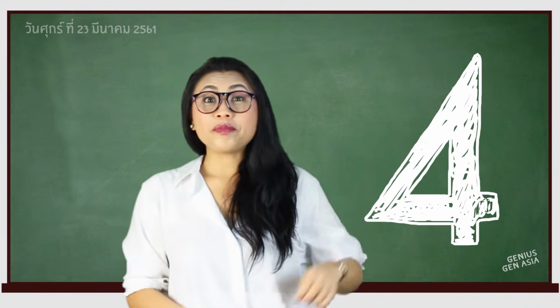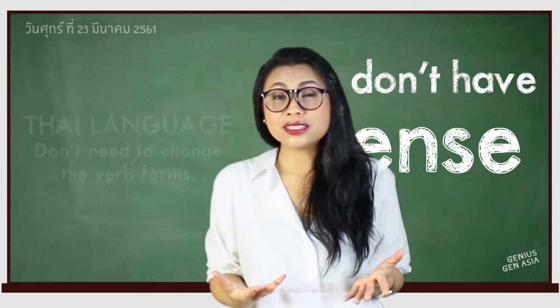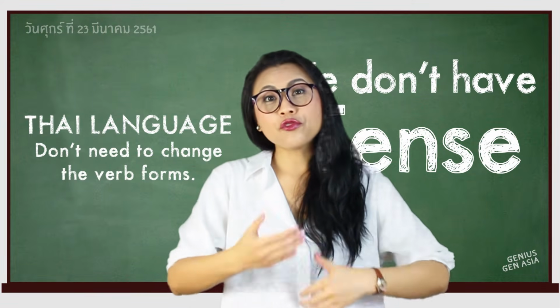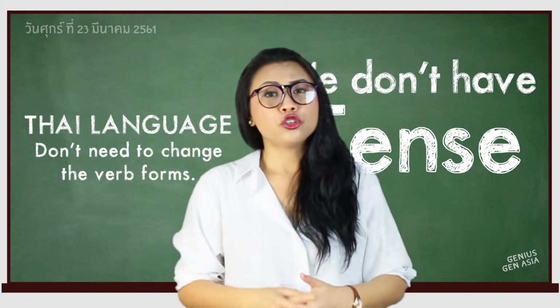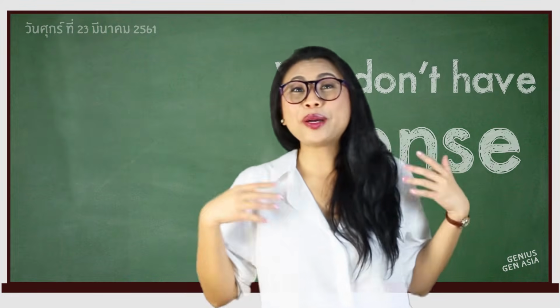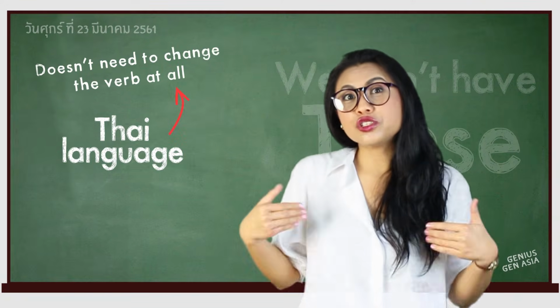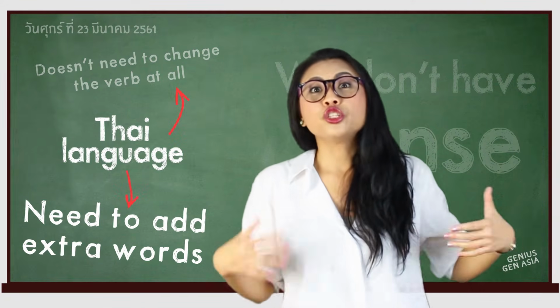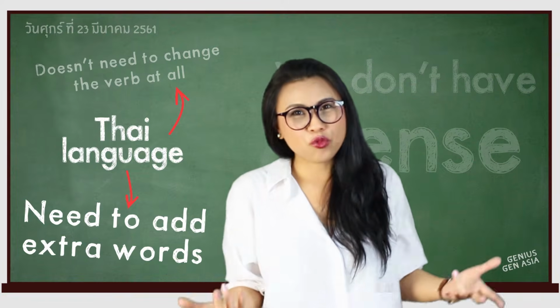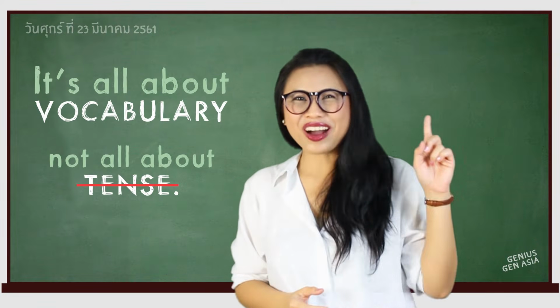The fourth one, we don't have tense. In this case, I mean in English, you need to change the verb according to the tense, to be continuous, to be past tense, to be perfect tense. But in Thai language, we don't need to change the verb at all. We just need to add extra word to communicate the meanings that we want. So it's all about vocabulary, not all about the tense.